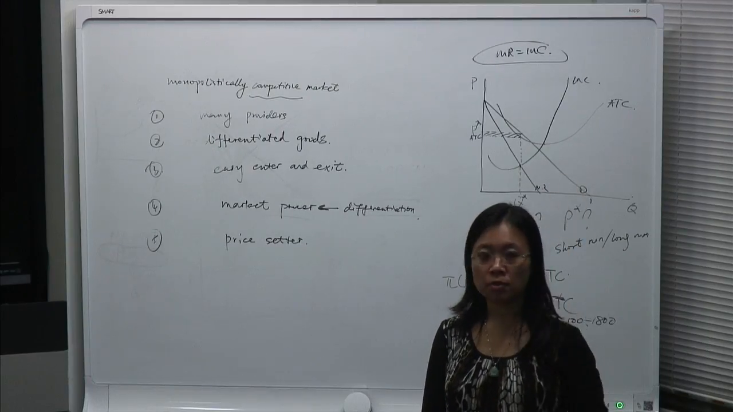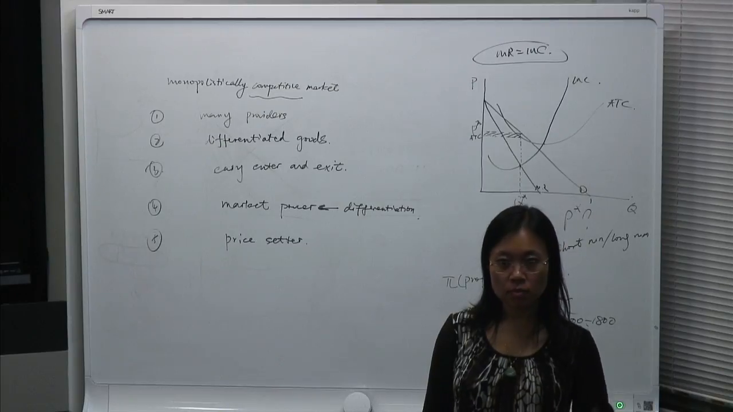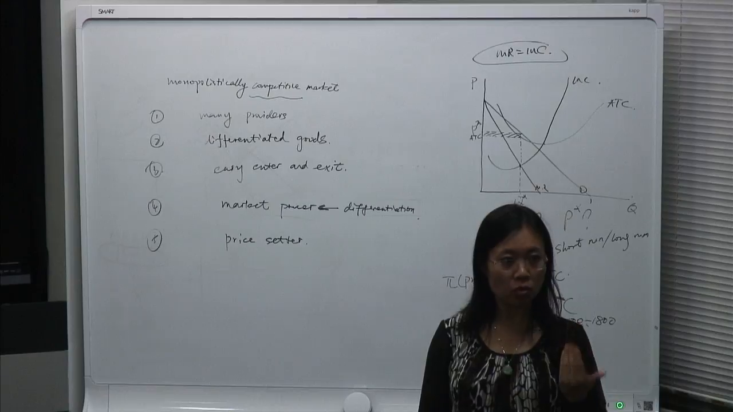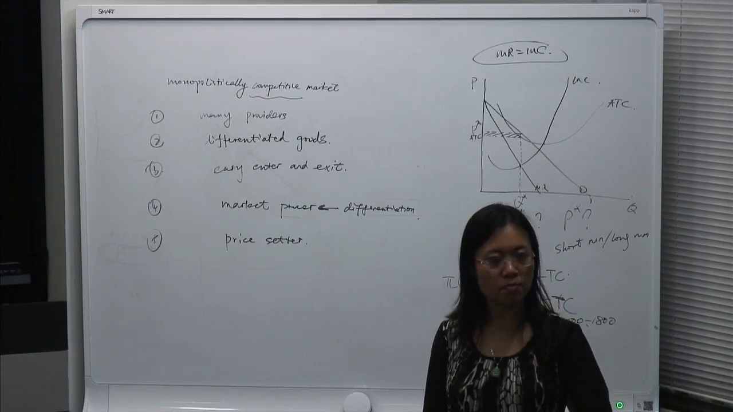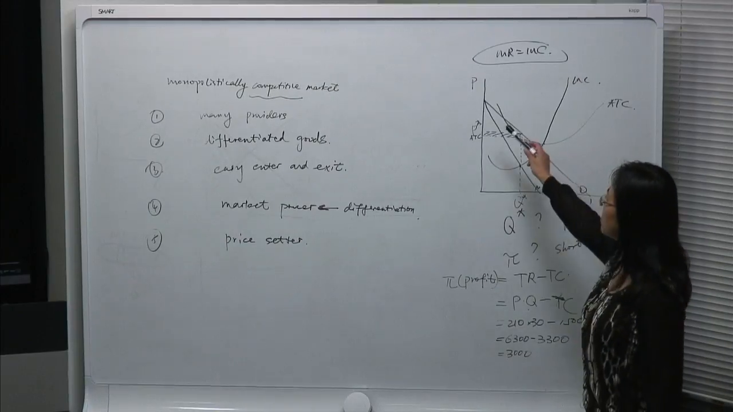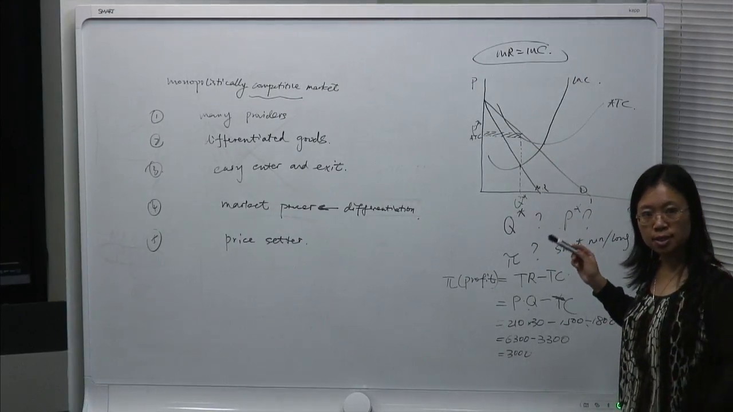If price goes up, what's going to happen? The quantity will go down. If the price goes down, the quantity will go up. So it still follows the law of demand. Okay, so it's going to be the same as this. But what's the difference is this.